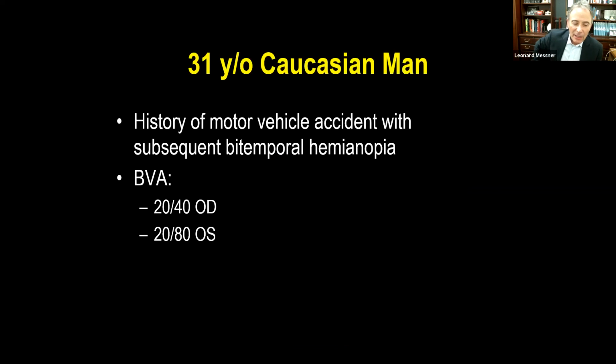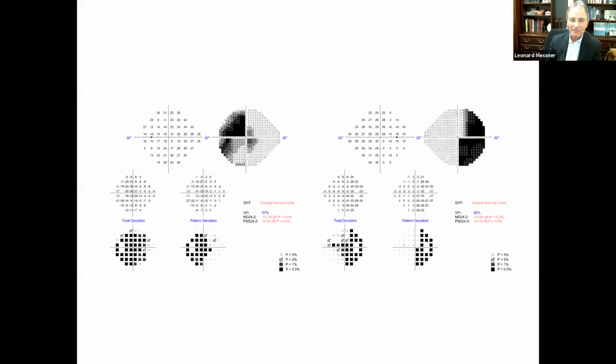Now, this occurs with insult to the chiasm, but it doesn't necessarily have to be a mass effect. Sometimes we see this with trauma. He's a 31-year-old man, history of a motor vehicle accident. When he woke up, he noticed that his side vision is blurry in both eyes. His visual acuity is reduced to 20/40 in the right eye and 20/80 in the left eye. Here you can see, looking at the visual field, pretty classic evidence of a bitemporal hemianopia, left field on the left, right field on the right.